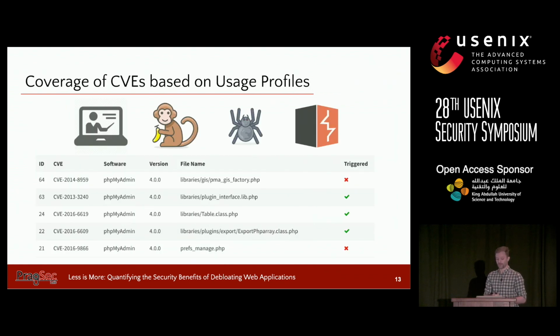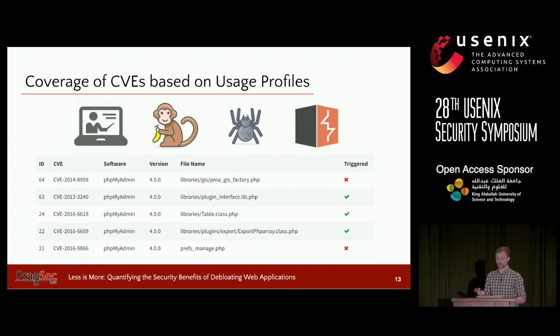So now that we know which parts of the application are used, we also know which parts relate to which CVEs. Our debloating pipeline will generate a report like this for each of these applications. So for example, we know that for CVE-2014-8959, the first line, which affects PHP version 4.0.0 and resides in the file pma-gis-factory.php, this file is never touched during our tests. So as a result, file and function level debloating will successfully remove this file and mitigate this vulnerability.